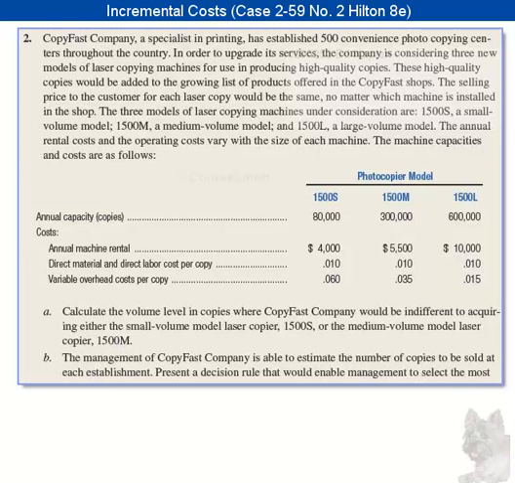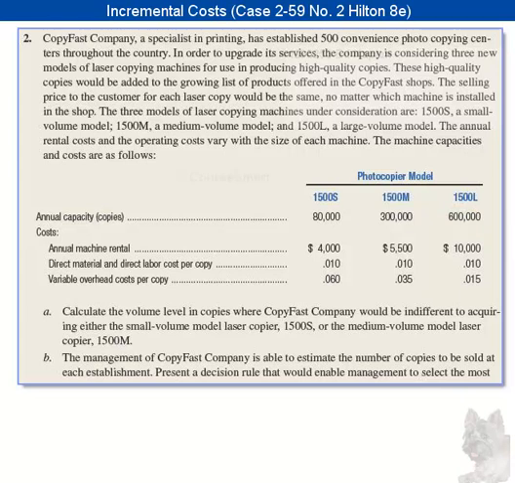The selling price to the customer for each laser copy would be the same no matter which machine is installed in the shop. The 3 models of laser copying machines under consideration are the 1500S, which is a small volume model, the 1500M, which is the medium volume, and the 1500L, a large volume model. The annual rental cost and the operating cost vary with the size of the machine, and the capacities and cost appear in the table. So right in this section you see annual capacity 80,000 for the small, 300,000 for the medium, 600,000 for the large, and then you see the cost down below as well.